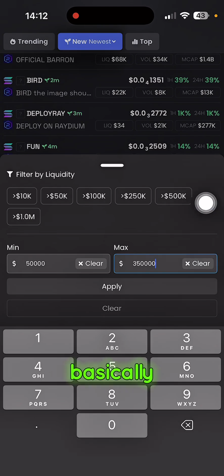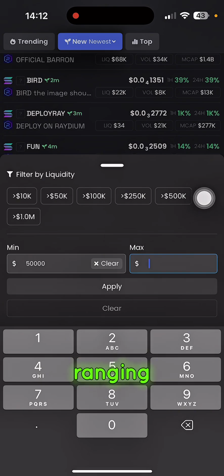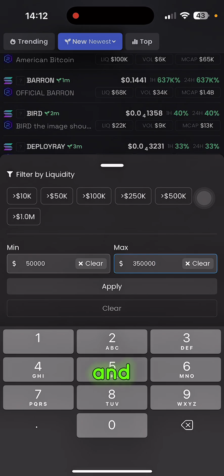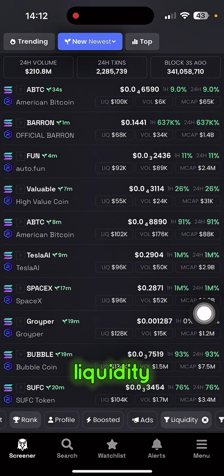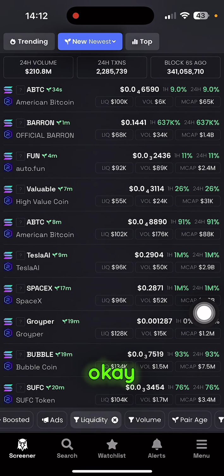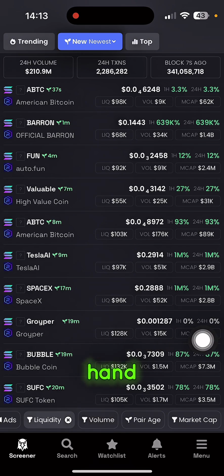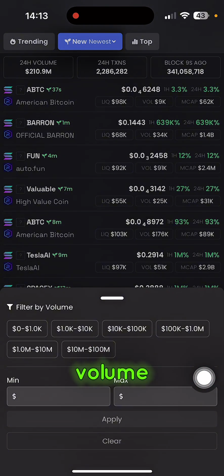So that's the more reason I'll be sticking to a liquidity ranging from like $50,000 to about, let's go for about $350,000. Okay, and after then you click on apply for the liquidity. Okay, after clicking on apply, you slide to the right hand side, you will see the volume.